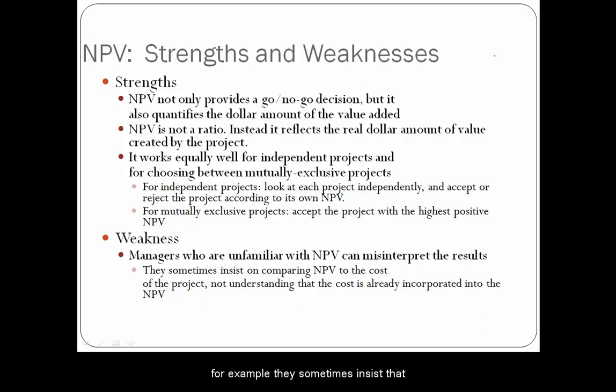For example, they sometimes insist that we need to compare NPV to the cost of the project, so NPV needs to be higher than the cost of project. That's actually not correct, because NPV result is already after subtracting the cost from the future cash flows, so NPV only needs to be compared with 0. As long as the NPV is greater than 0, we should accept the project.